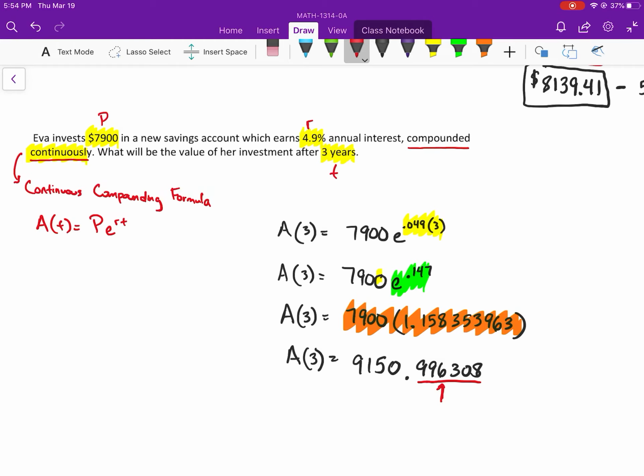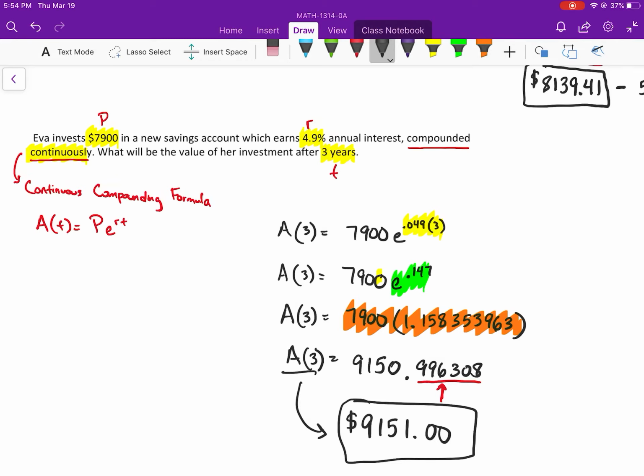That 6 tells me to go up, but the number to the left there is a 9, so it must go up as well, which is going to make the 9 next to it go up. So, how much does she have in her account? $9,151 even. There we go, and that is her answer after 3 years.